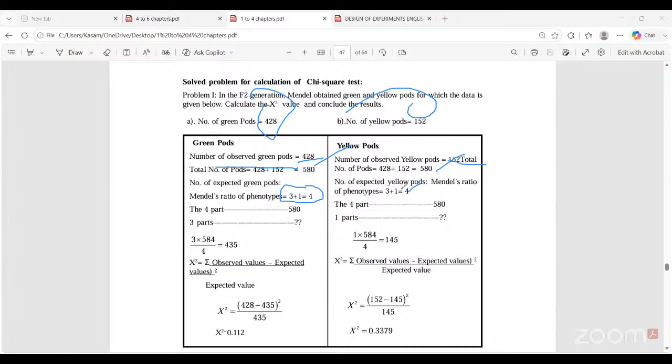The Mendel ratio is 3:1. That is 3 plus 1 is equal to 4, so the total parts is equal to 4. How much have they given here? 580. So three parts into 580 by 4.